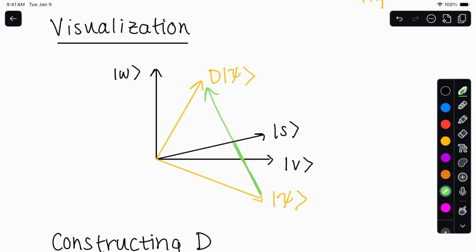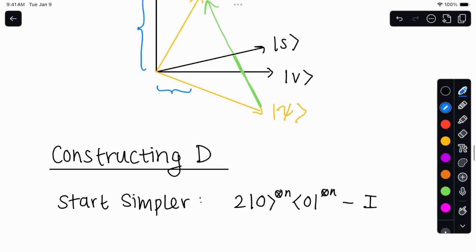Okay, so now we can see why this might be useful, because let's say we want to measure the target state W, and we had this psi beforehand, and then we apply the diffusion operator, which inverts psi over S. Now we can see that the overlap of W with our state has greatly increased, and the overlap of our state with V has greatly decreased. So this means it's going to be more likely for us to measure W than not W, which is what we want. So how do we go about constructing D?